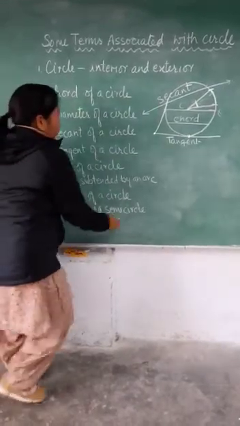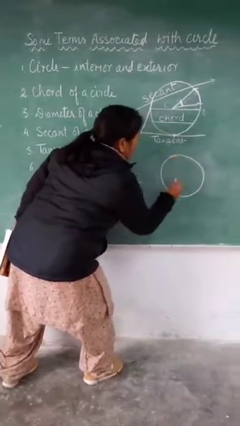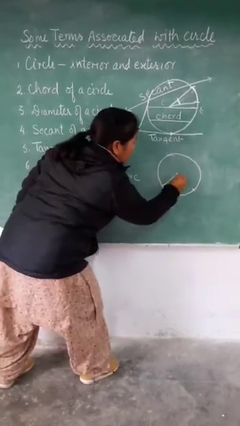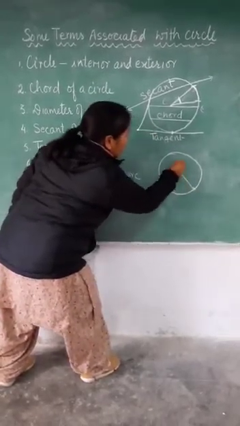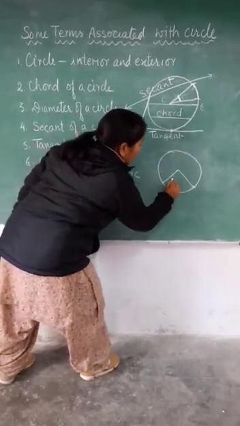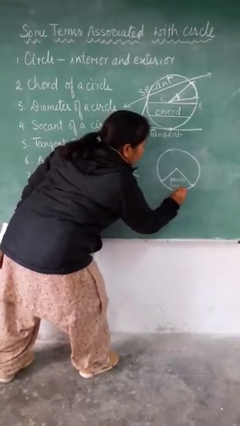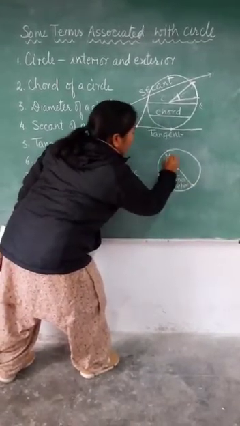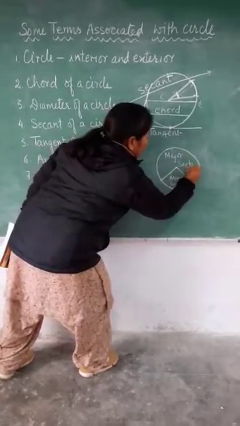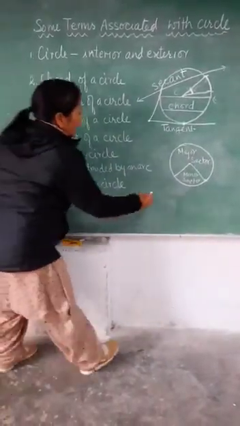Now next is sector of the circle. If we take the circle and an arc is over here, and this is the center of the circle, if we join it, the circle is divided into two parts. These are called the sectors, and the smaller part is called the minor sector, and the bigger part is called the major sector.